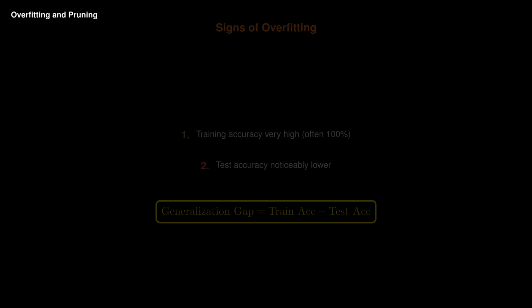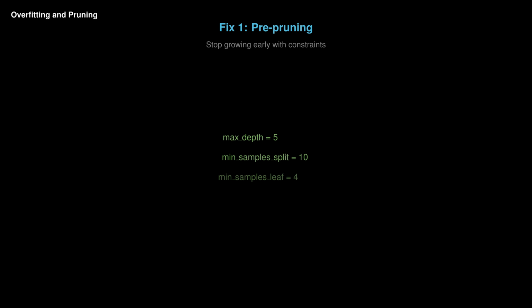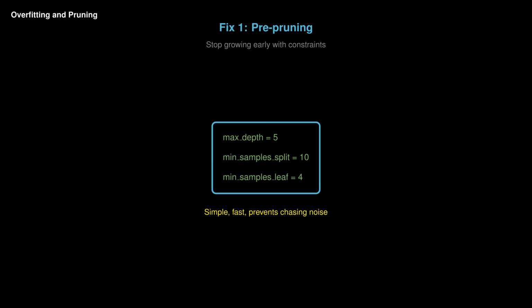The first fix is pre-pruning. Stop the tree from growing too deep in the first place. Set a maximum depth. Require a minimum number of samples before a node can split. Require a minimum number of samples in each leaf. If any condition fails, that node becomes a leaf. Simple. Fast. Prevents the tree from chasing noise.